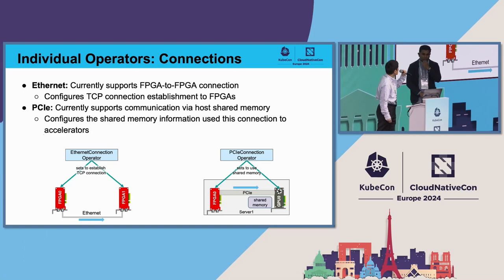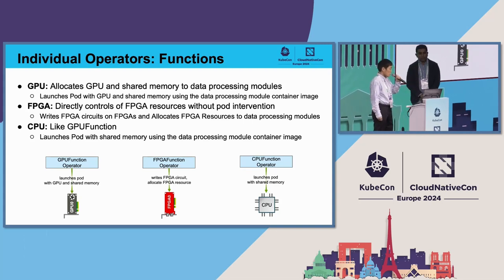This slide shows connections. First, regarding Ethernet, we currently support FPGA to FPGA connections through Ethernet. So the Ethernet connection operator configures TCP connection establishment to FPGAs at both ends of the Ethernet network path. Next, for PCIe, we currently support communication via shared memory. So the PCIe connection operator configures the shared memory information used in this connection to accelerators at both ends of the PCIe bus.